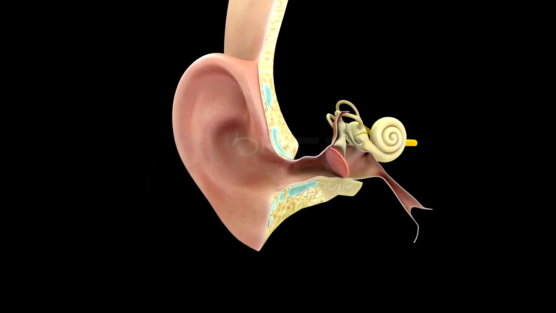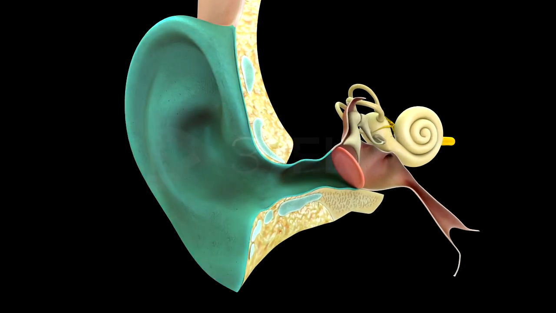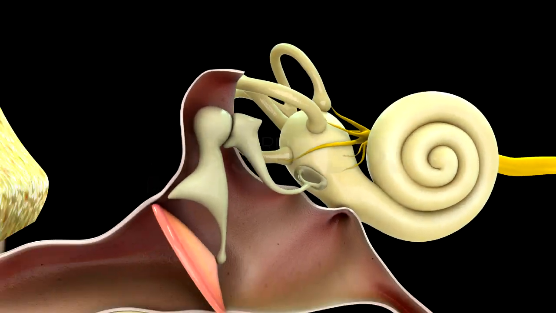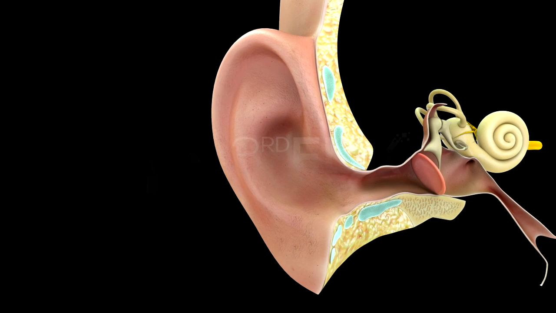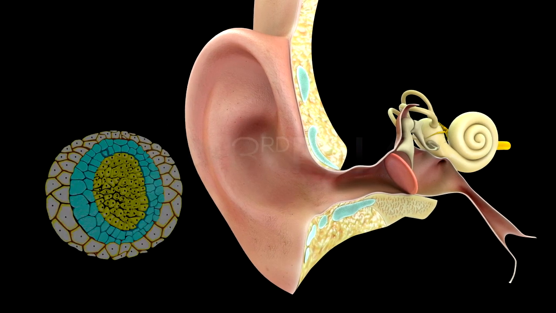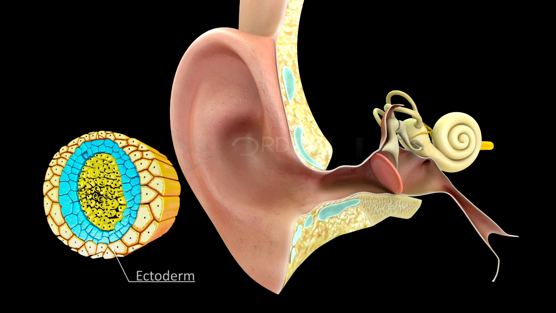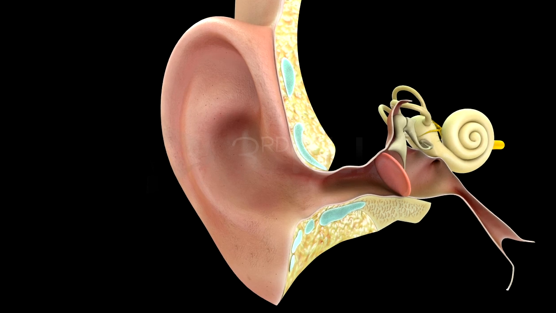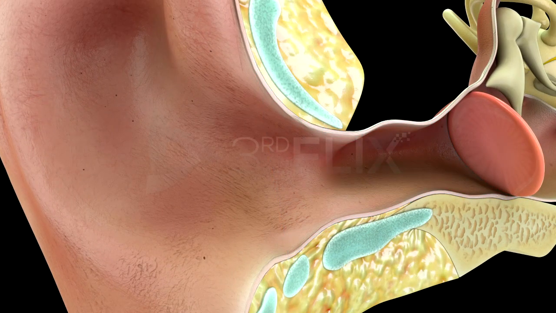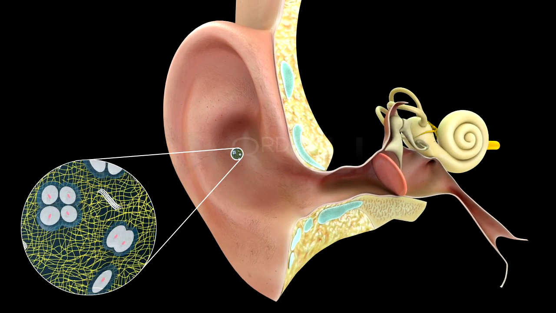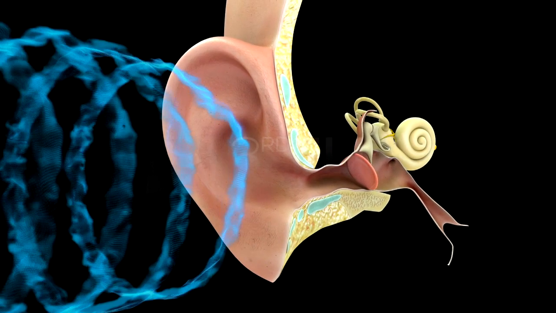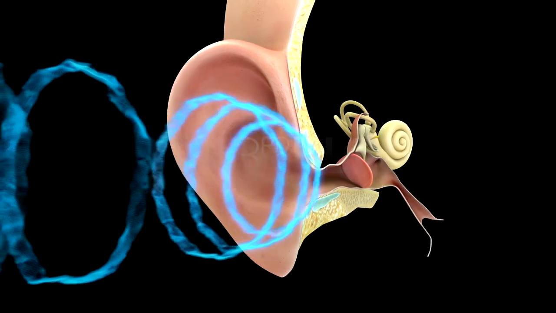Anatomically, the ear is divided into three regions, namely the external ear, middle ear, and inner ear. The external ear is derived from the ectoderm. It consists of the pinna, or auricle, and the external auditory meatus, or auditory canal. The pinna is a flap of elastic cartilage covered by skin. It has a specific shape for collecting sound vibrations.